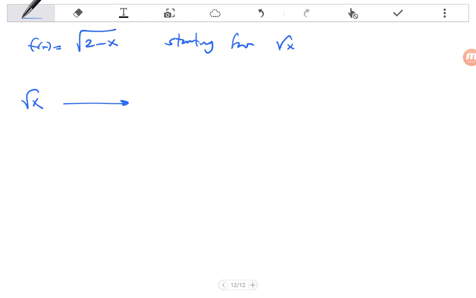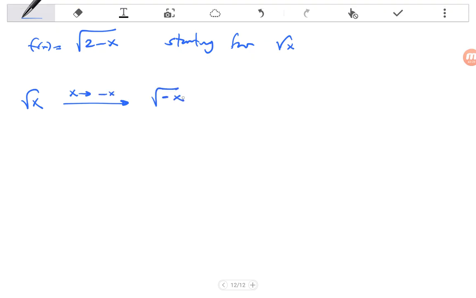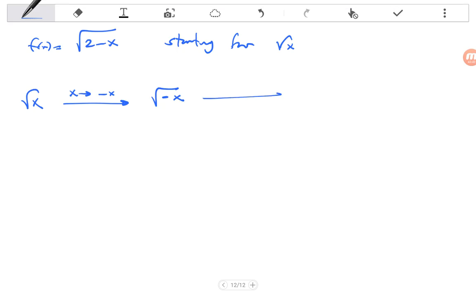Let's make a transformation which is replacing every x with negative x. So that will give me root negative x. Okay, that is closer to the targeted form. Let's make another transformation. I need to make it like this. What do you expect the next transformation would be?